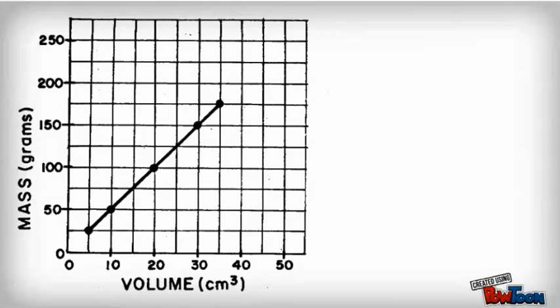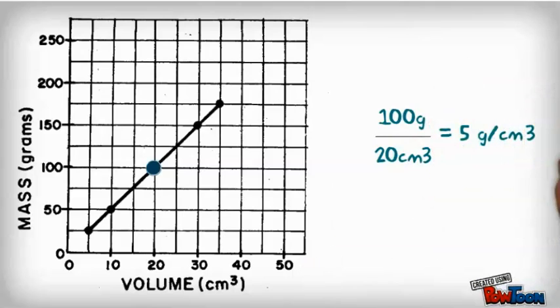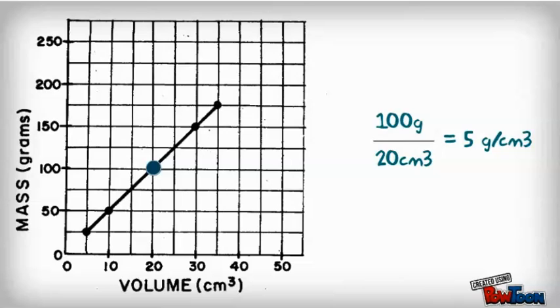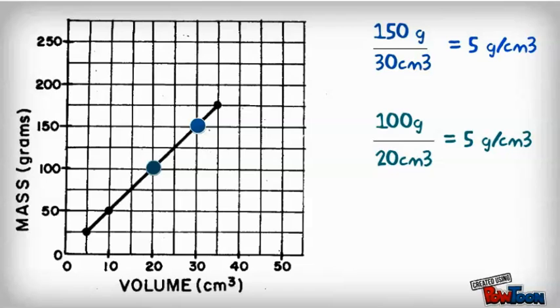If you pick any point on the graph, say this one, and divide its mass by its volume, you can determine the object's density. No matter which point you pick, the density will always be the same. For example, if we pick this point, the density is the same. Or this point, the density is the same.